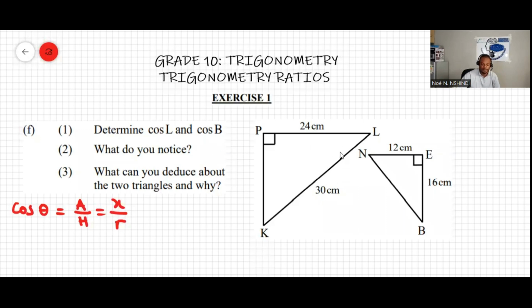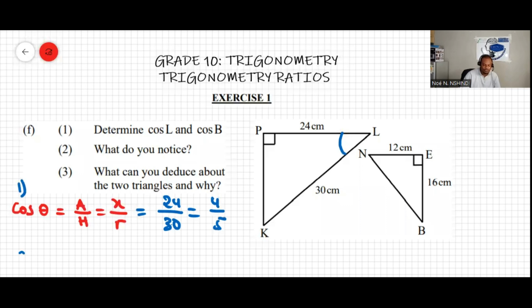In this case, if I look at the angle L, this angle here, the adjacent side is this side, and the hypotenuse is there, so there is really no need for me to find this angle. I don't need to find it because I have all the values there. So I can just say the adjacent side is 24 and the hypotenuse is 30. This can be simplified. If I divide both by 6, I'll get 4 over 5. That was question 1.